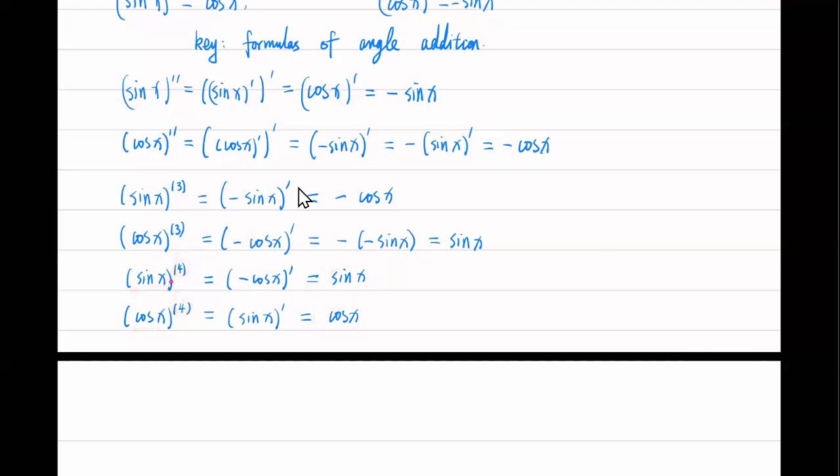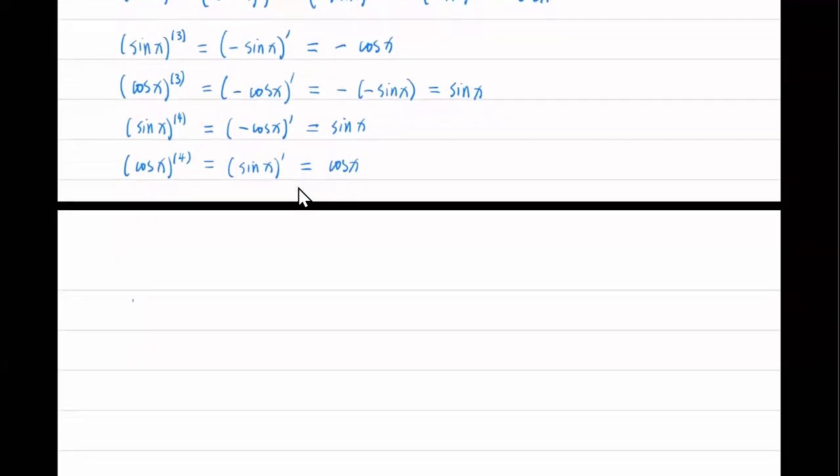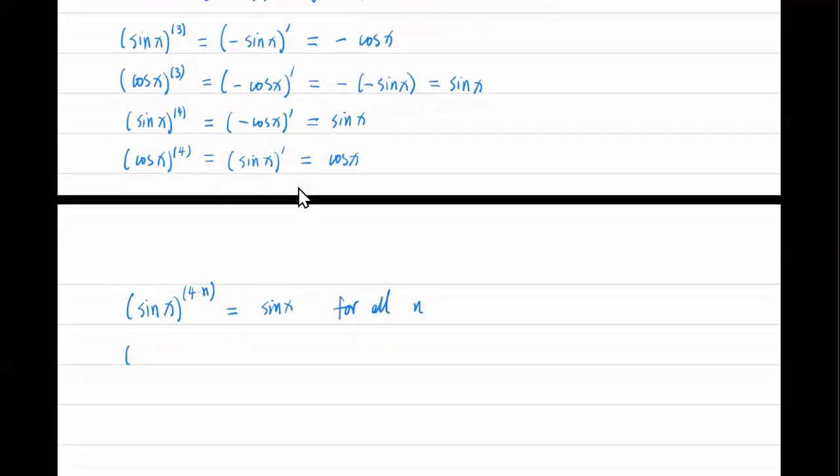Now we see if we go to the eighth derivative, it will be the fourth of the fourth. So the fourth again will be the function itself. In particular, we have the formula: the n-th derivative of sine x, n times, for all n. Similarly, for cosine x, we take a derivative n times.